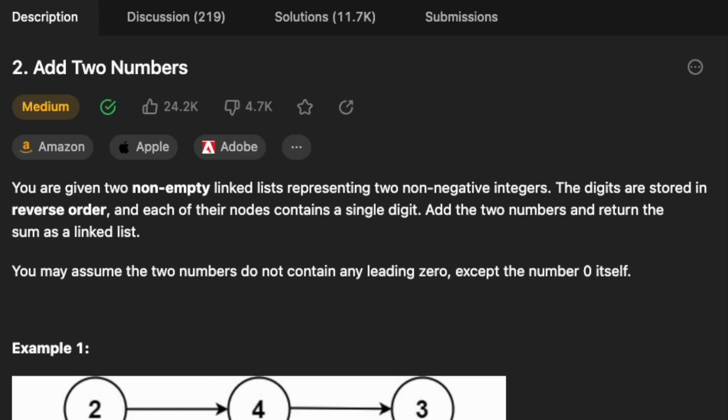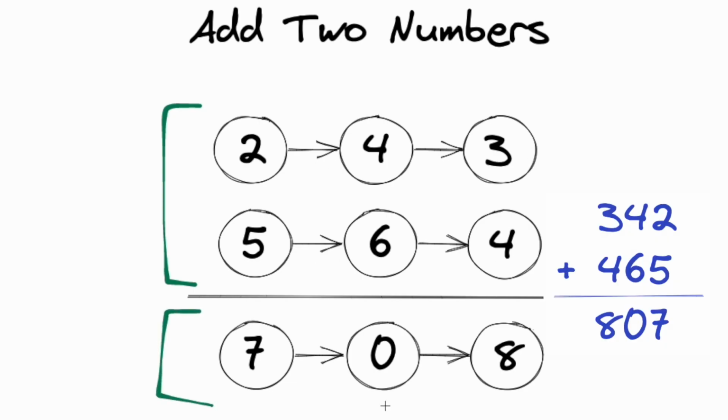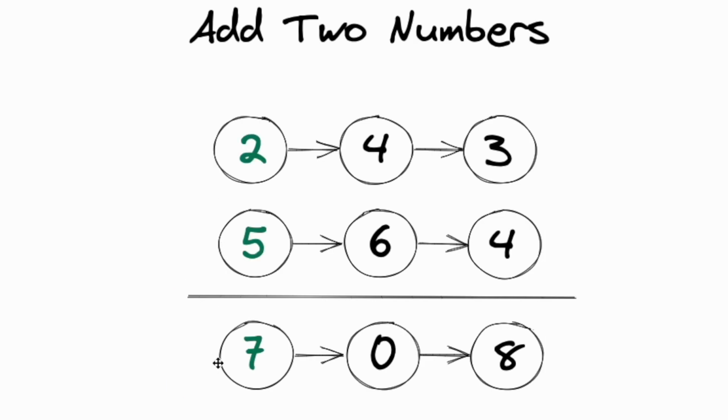Let's take a look at the first example. So we're given two linked lists where the sum of the two linked lists in reversed order is equal to this linked list. So let's see how this works. 2 plus 5 equals 7. And 4 plus 6 equals 10. So we put a 0 here and we carry the 1. So 1 plus 3 plus 4 equals 8.